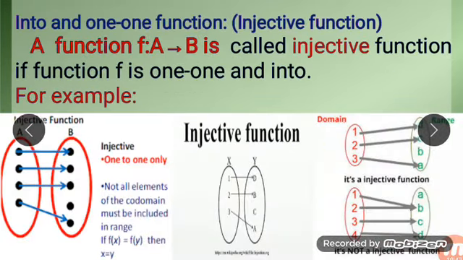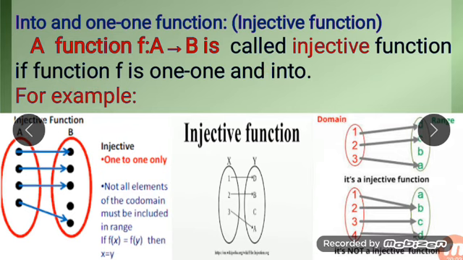Next, we have into and one-one function. When into and one-one function are combined, it is known as injective function. A function f: A to B is called injective function if function f is one-one and into.